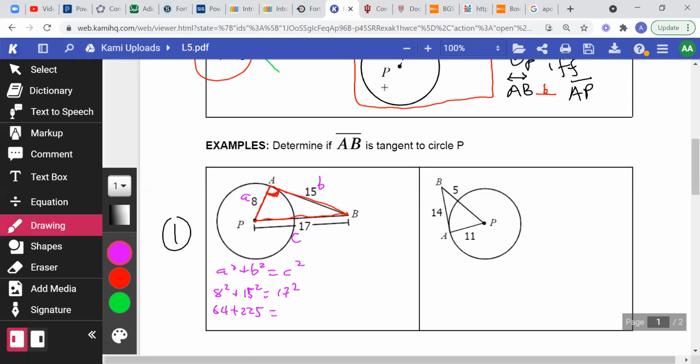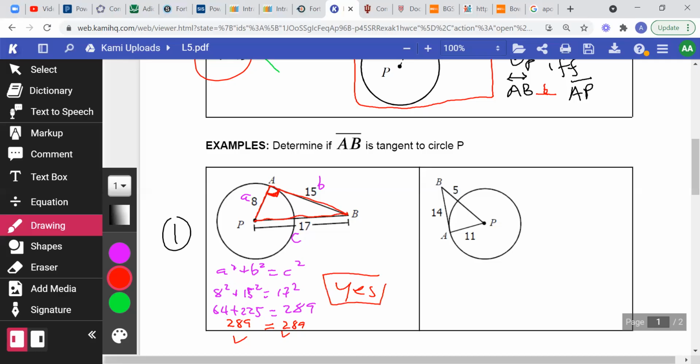What is 17 squared, Aiden? 289. And what is 64 plus 25? 89. 289, okay. So as you can see, 289 here equals 289 here. That means this and this have something in common. Say here, yes, AB is indeed a tangent to circle P.